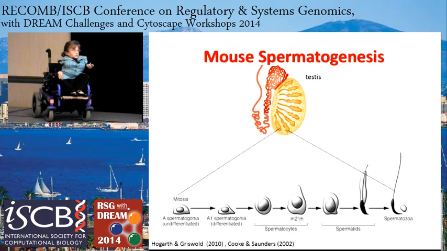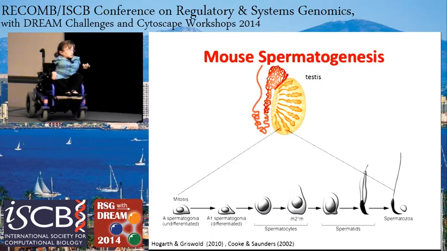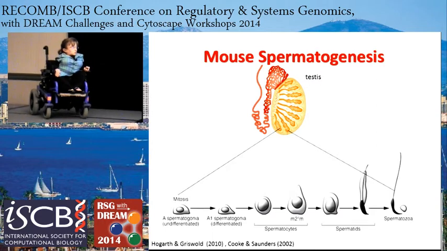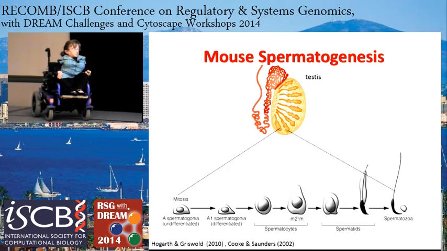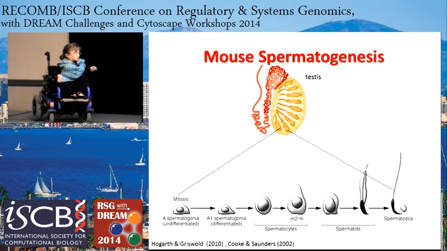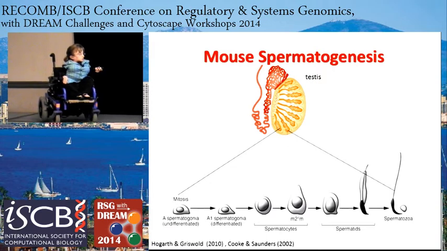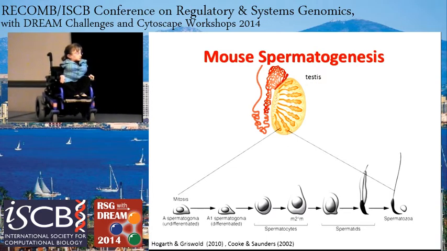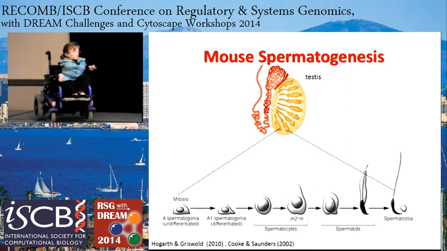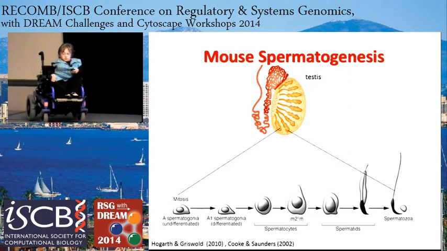And so we studied mouse spermatogenesis, the process by which spermatogonial stem cells differentiate into spermatozoa. This occurs in the testis, and specifically the seminiferous epithelium. You start off with A undifferentiated spermatogonia, which differentiate to A1 spermatogonia, and then undergo meiosis and morphological changes to finally become these spermatozoa.